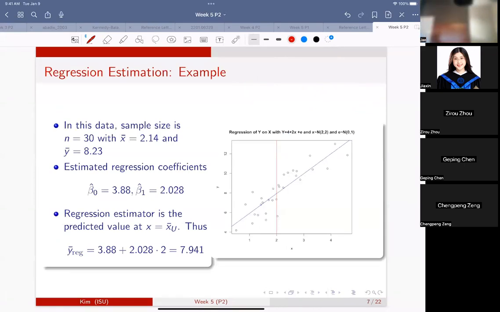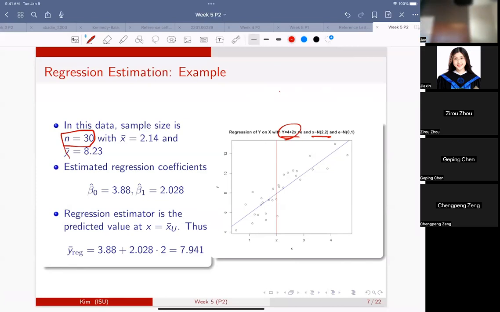So here is an example with the regression estimator. You can see this is a little bit small, but we have a population. We use a sample size of 30 from this model, a linear regression model, with x from normal 2 and error from normal 0, 1. And then we have 30 points.